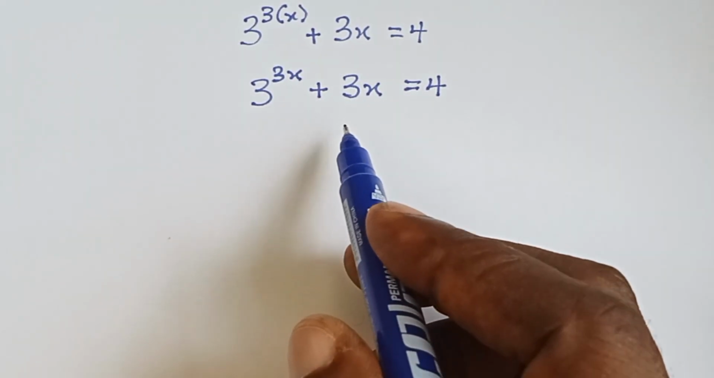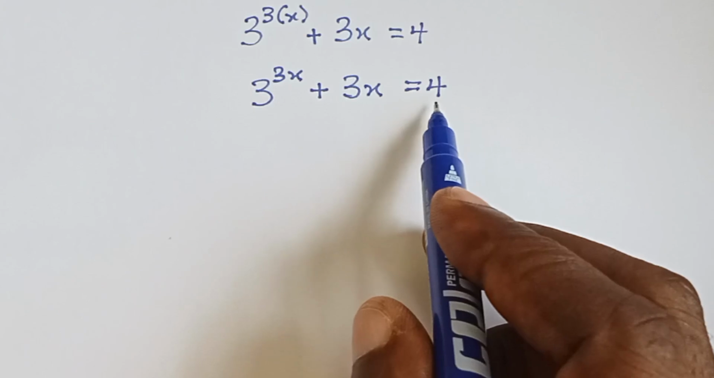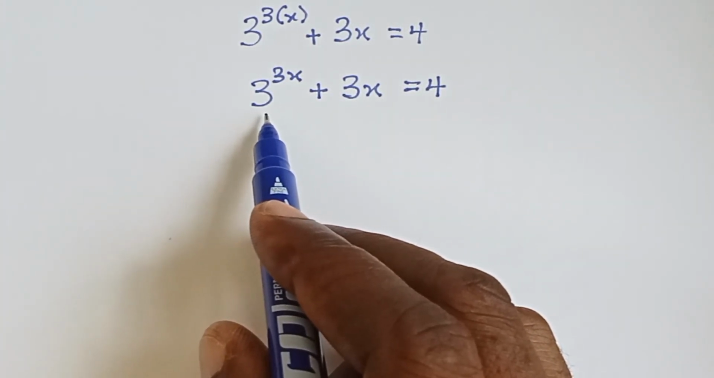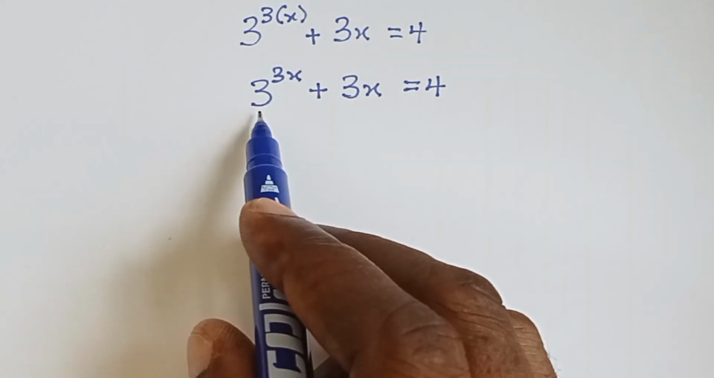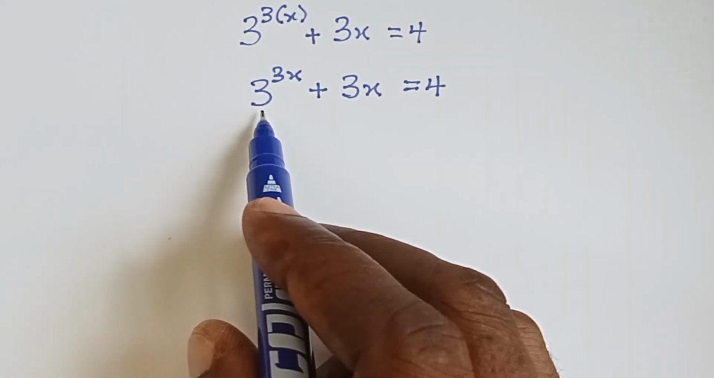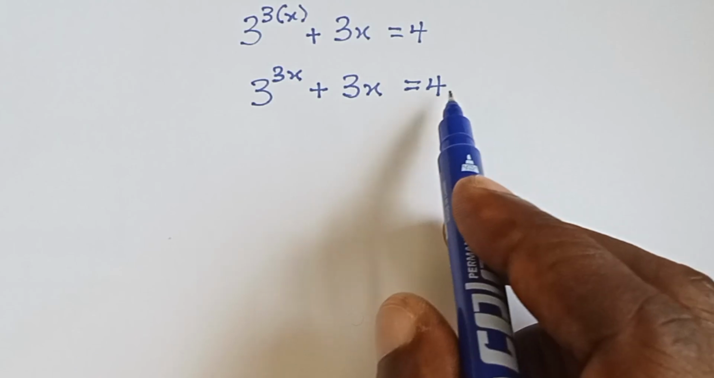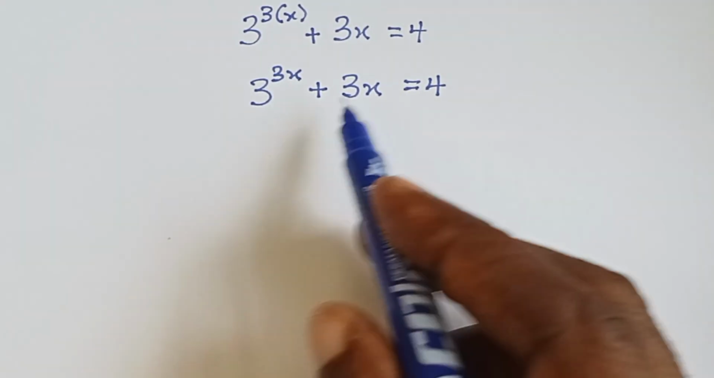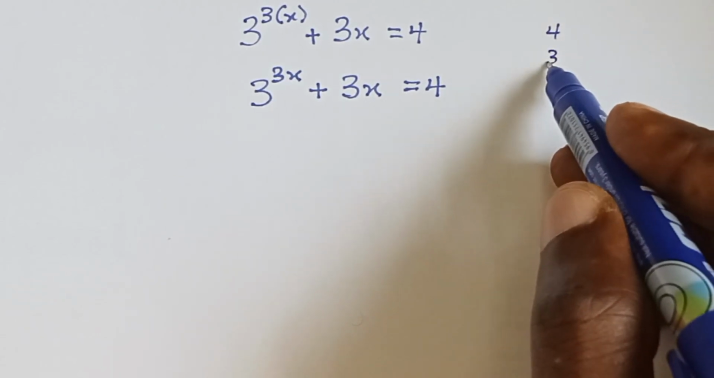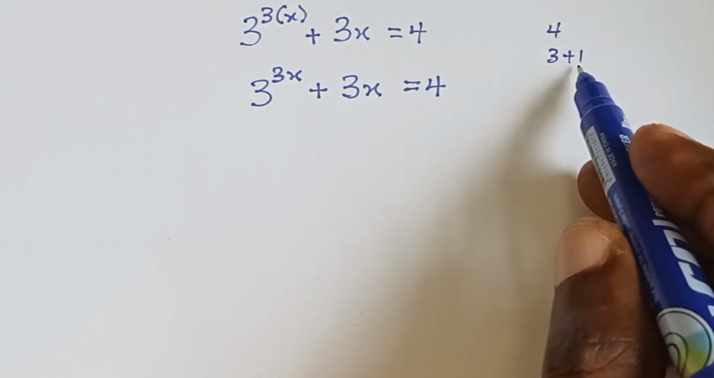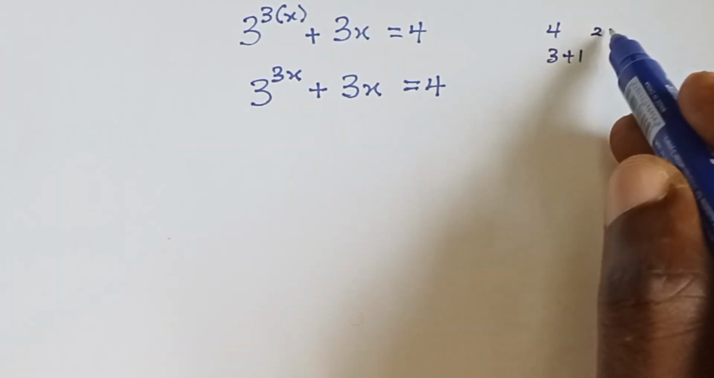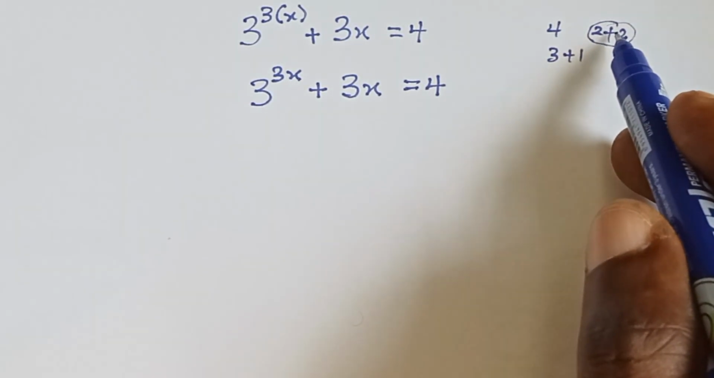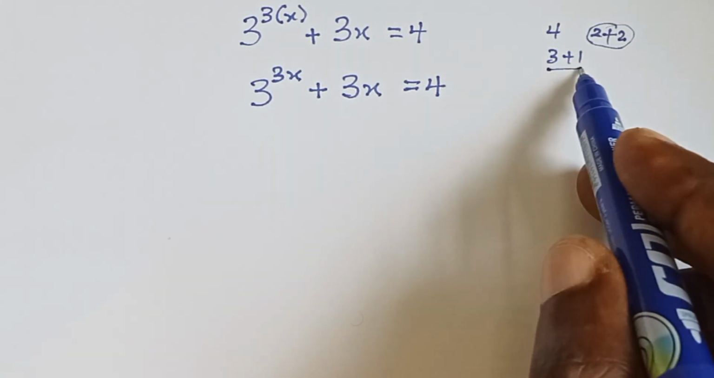Okay, so the next thing we do is to split this 4 such that one of the numbers will be a multiple of 3. We have the base of this exponential expression to be 3, and then we want to split this 4 such that one of the numbers must be multiple of 3. And the best we can have is 3 plus 1. 3 plus 1 will give us 4. Then you know that 2 plus 2 can also give us 4. But then 2 and 2 are not multiple of 3. So we choose 3 plus 1.